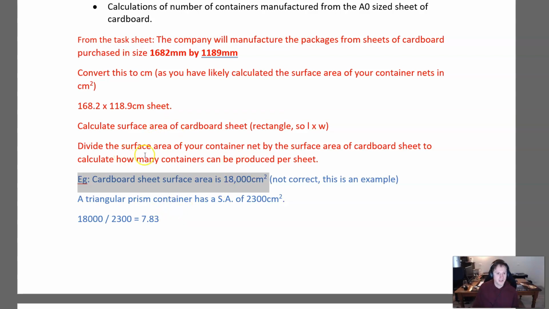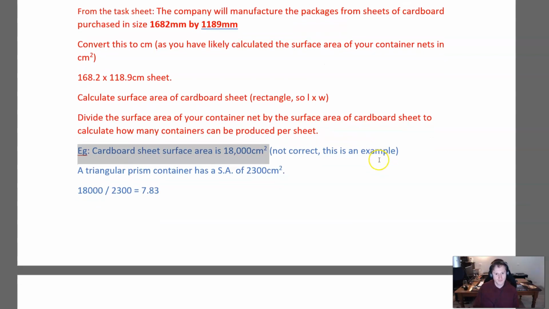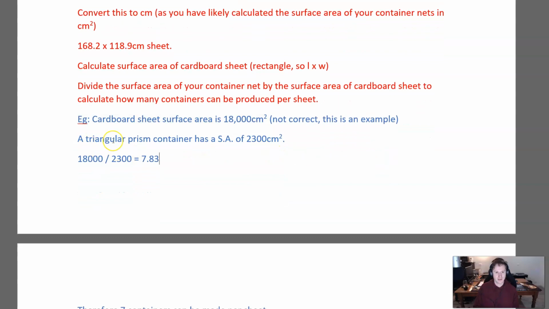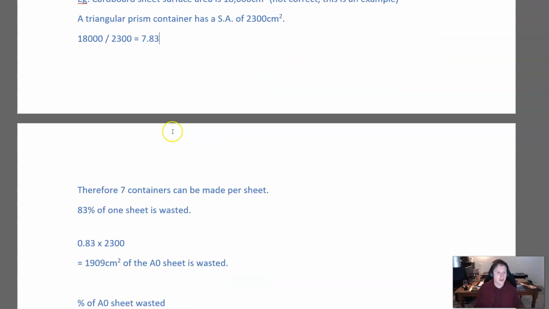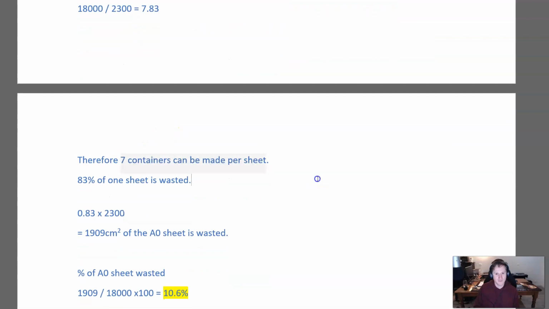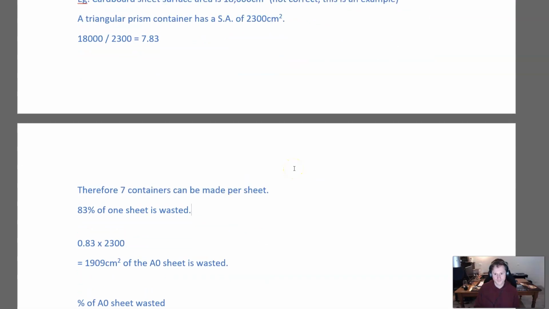So then you need to divide the surface area of your container, of the net of your container, by the surface area of the cardboard sheet. So if I say that a triangular prism container has a surface area of 2,300 centimeters squared, again, I've just kind of made this up for the purposes of demoing. 18,000 divided by 2,300 gives 7.83. So that tells me that 7 containers can be made in one sheet.